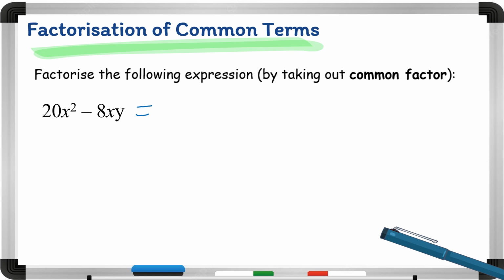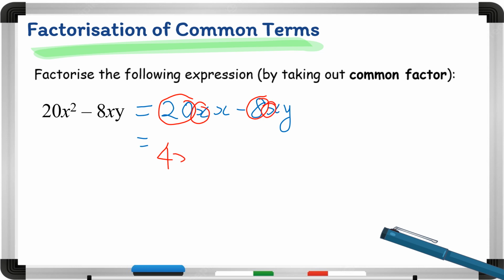Next, we'll factorize 20x squared minus 8xy. We know that 20x squared is 20 multiplied by x multiplied by x, and 8xy is 8 multiplied by x multiplied by y. So what are the common factors? We have a common factor from 20 and 8, and that will be 4. And we have the common factor of x. So the common factor is 4x.